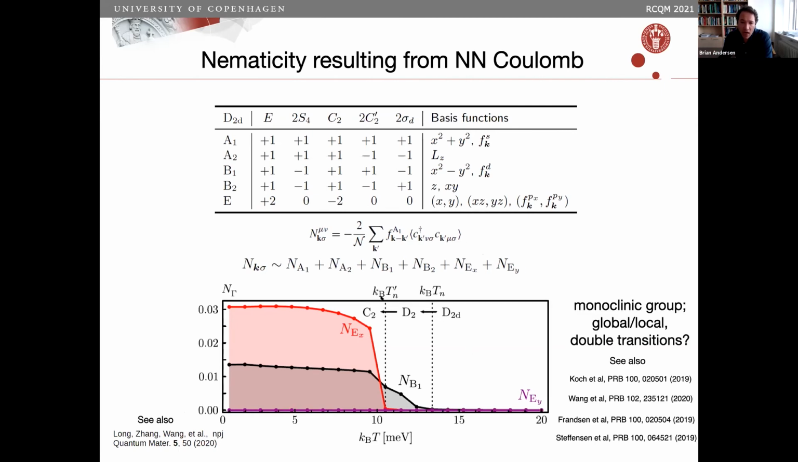Now, of course, if you have this, there are a number of issues. You should see a double transition, which I don't think is seen. Then, of course, they could be accidentally close to each other, or they might couple weakly to the lattice or to probes. That's one thing.